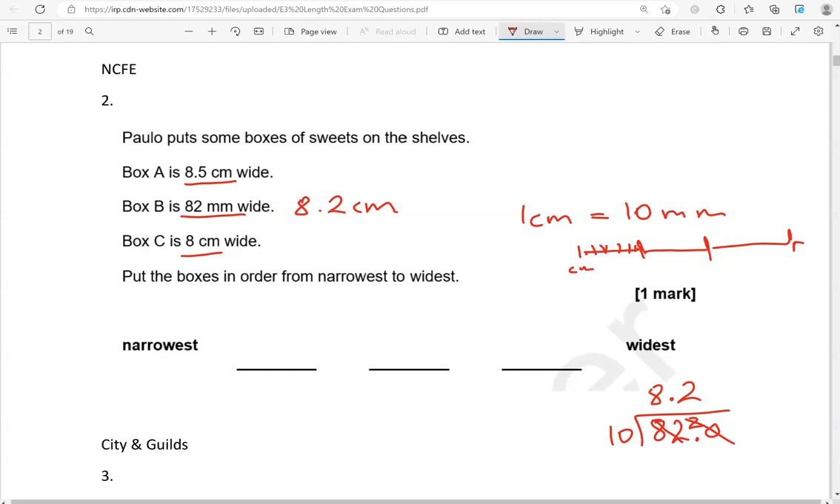So comparing now 8.5 centimeters, 8.2 centimeters and 8 centimeters. Which of these is the smallest? That is 8, because these are the two have more than 8. So that is box C. After that, comparing 8.5 and 8.2, 8.2 is smaller than 8.5. So that's why that's going to come next. So that's box B, and finally box A.